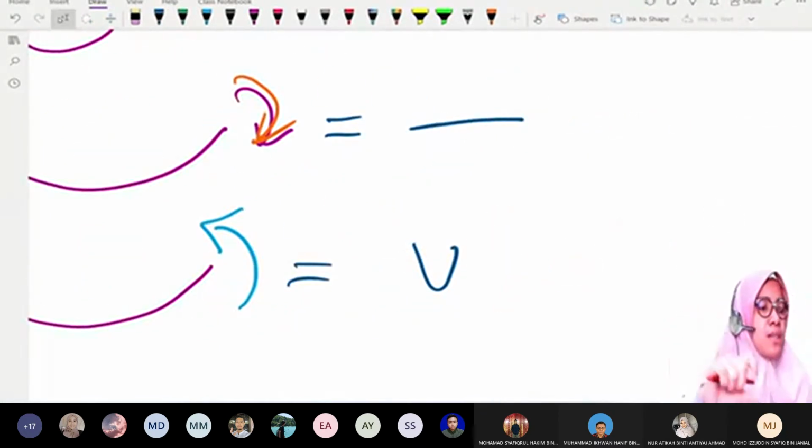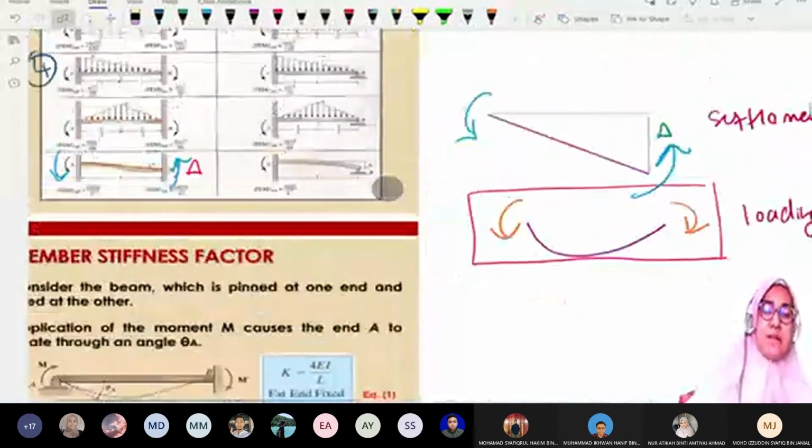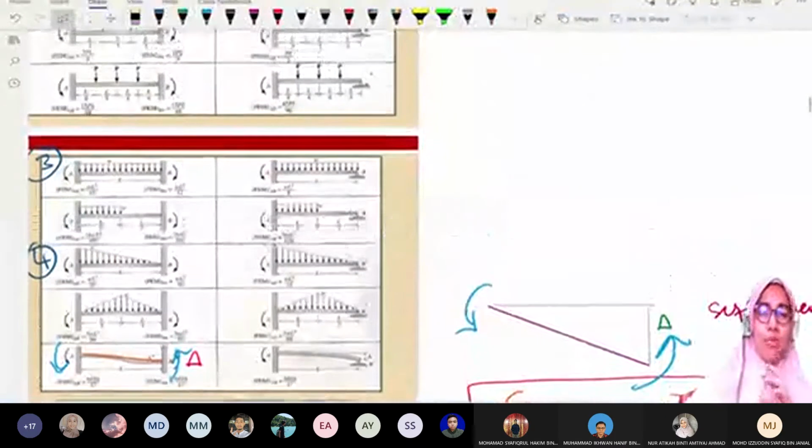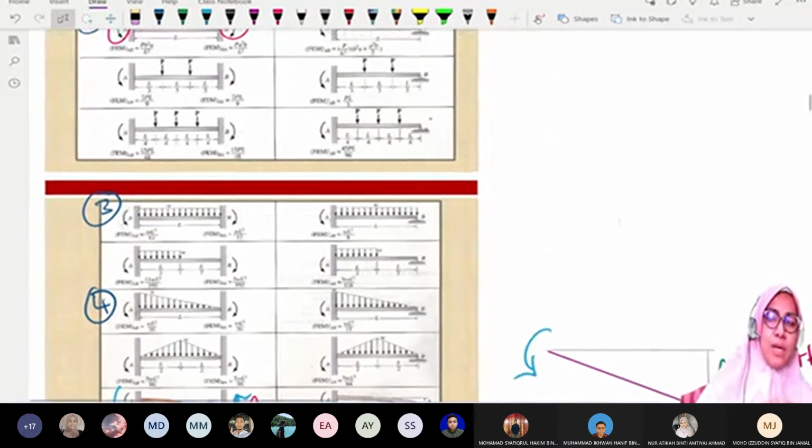So always remember to remain equilibrium. The structure must go back to its original position. That is what it means to remain equilibrium. That is fix and moment. The formula does not matter. All formula is given. The most important thing is that we know how to apply the moment and we understand why the direction of the moment is like this, why the moment direction is like that. Not because of sign convention, not the one that we need to remember. It is based on the behavior to remain equilibrium. Okay, we stop at fix and moment.